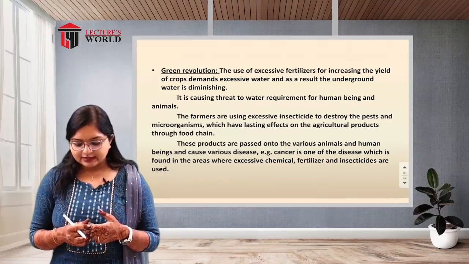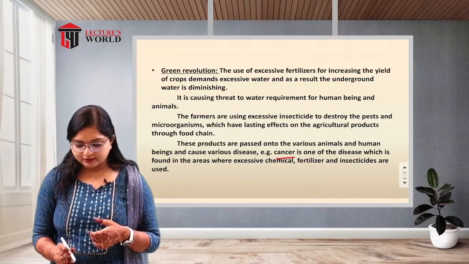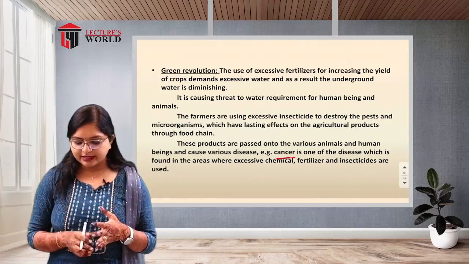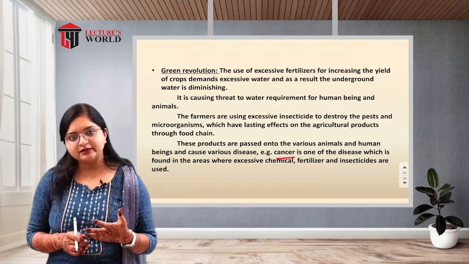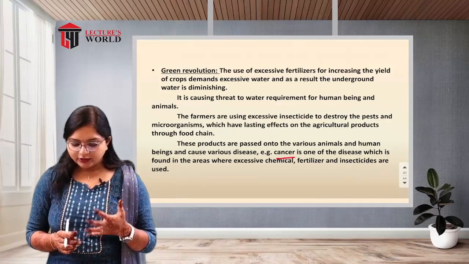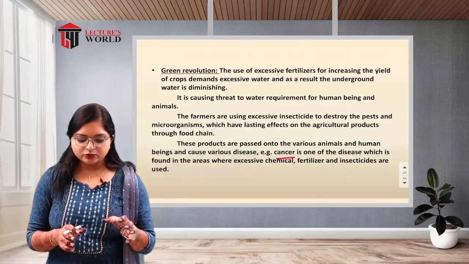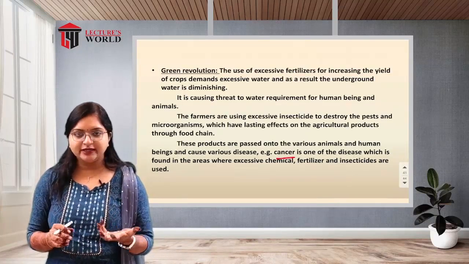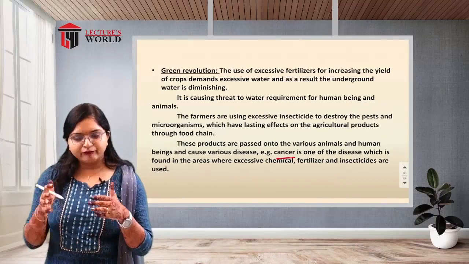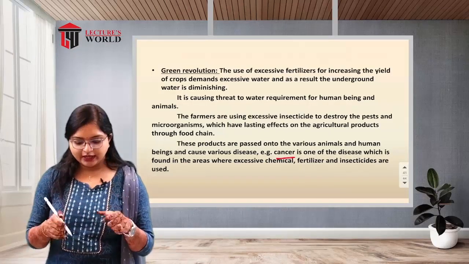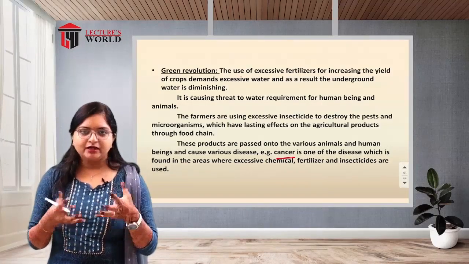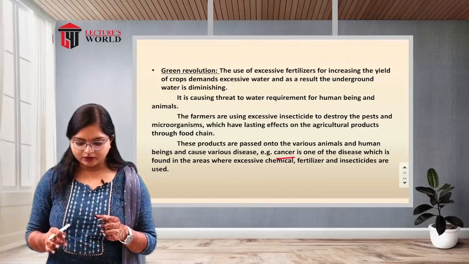Like cancer is one of the diseases which is found in the areas where excessive chemical fertilizer and insecticides are used. So basically due to this green revolution, the food chain is broken down, and for that many kinds of disorders can occur.